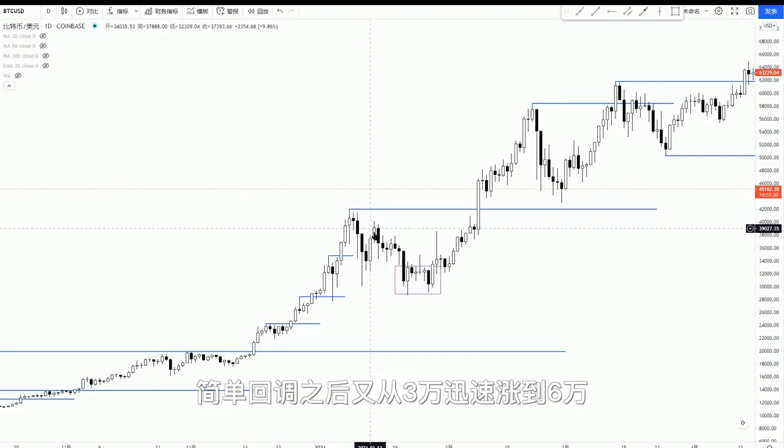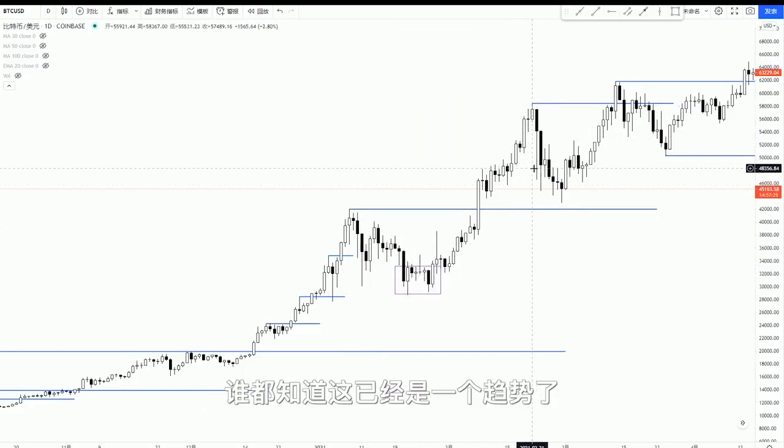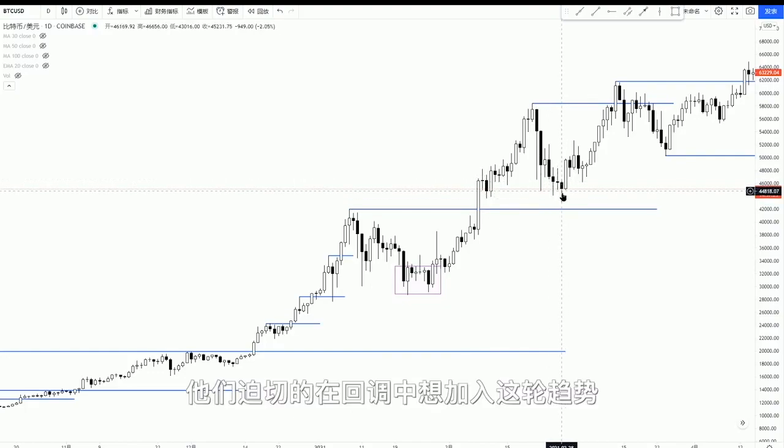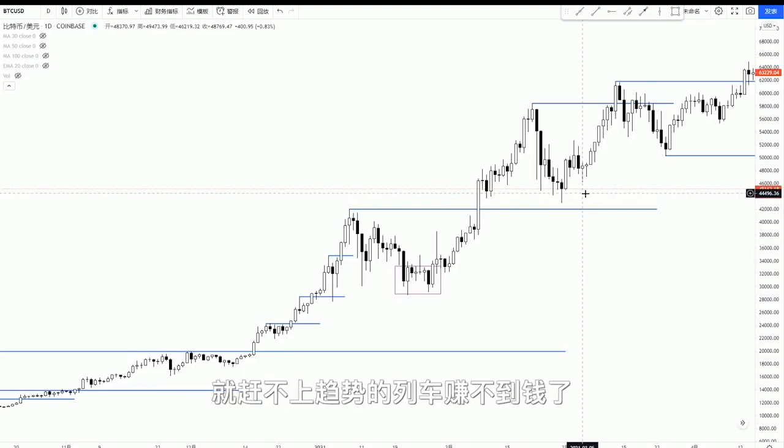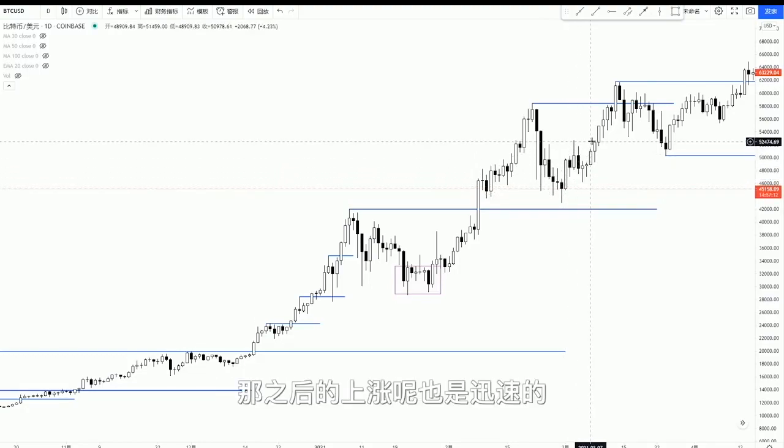Who doesn't know this is already a trend? They urgently want to join this round of trend in the callback. They feel that if they don't get on board now, they won't be able to make money off the bandwagon. The rise since then has also been rapid, but here's where the price problem arises.